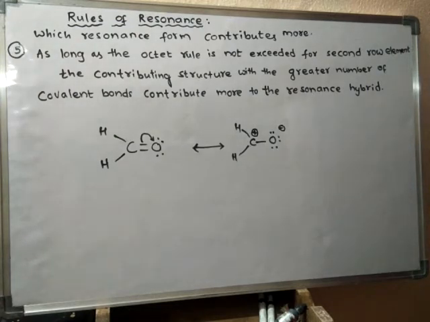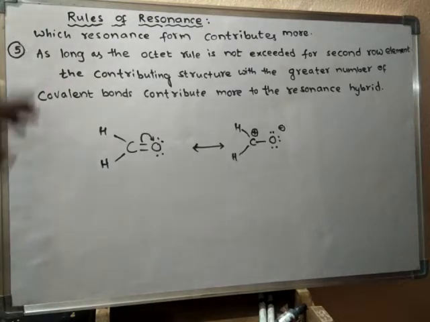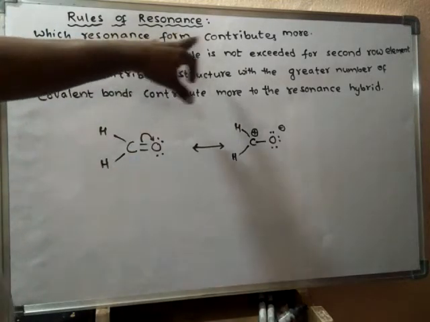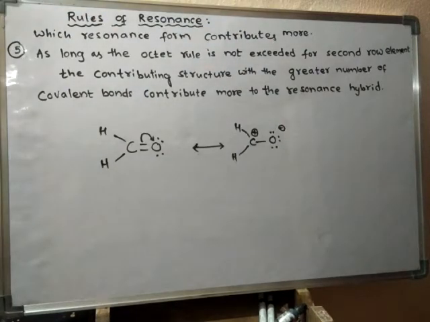We were learning about the rules of resonance. We have studied a few rules. Now we will learn some more rules which explain the question: which resonance form contributes more? In order to answer this question, some rules were evolved. We will learn those rules.